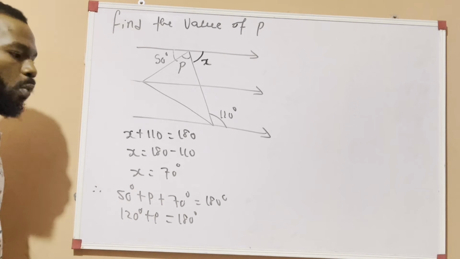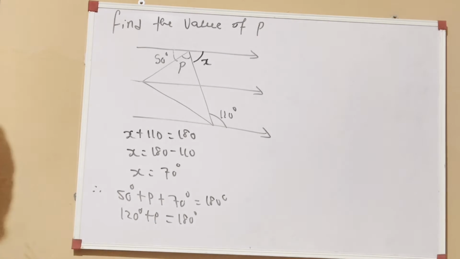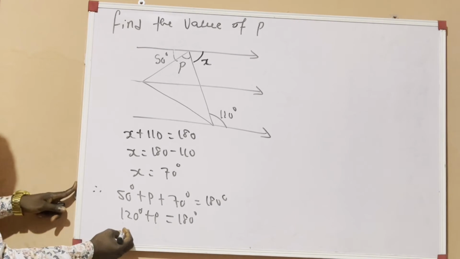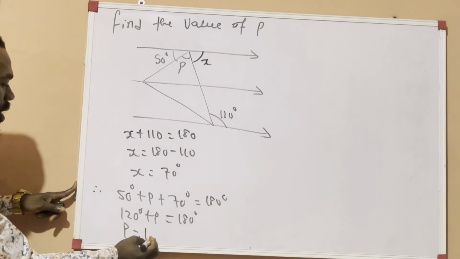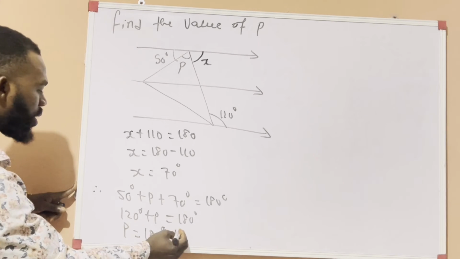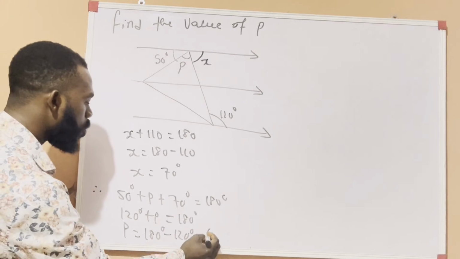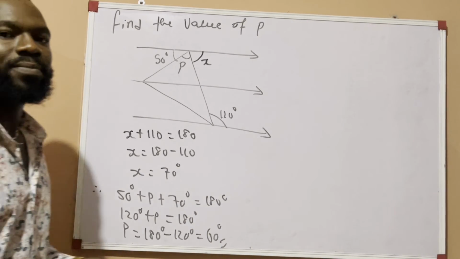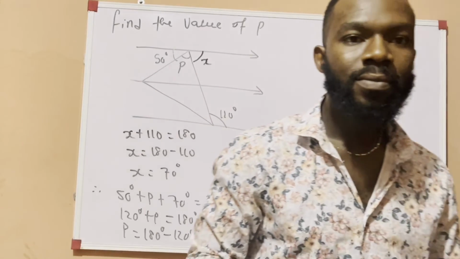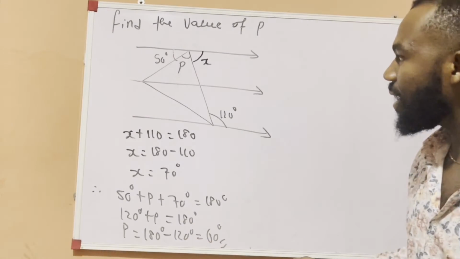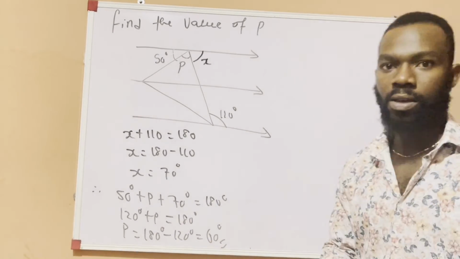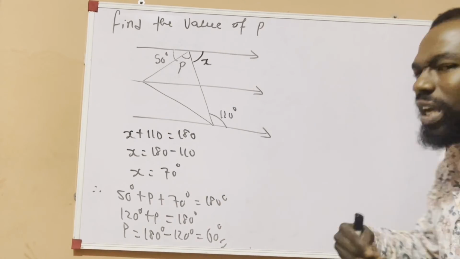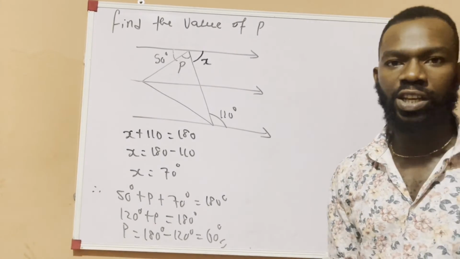And of course, we know what we are going to do here. We are going to collect like terms. So if 120 degrees crosses to the right hand side of the equation, we are going to get P is equal to 180 degrees minus 120 degrees, which of course is what? 60 degrees. So class, this is the value of P. So you see how simple it can be if you understand the rules which are explained before solving this question.